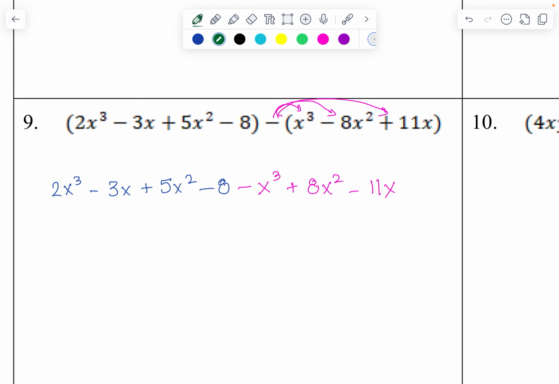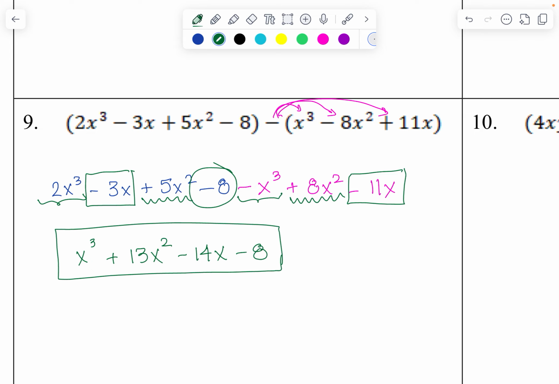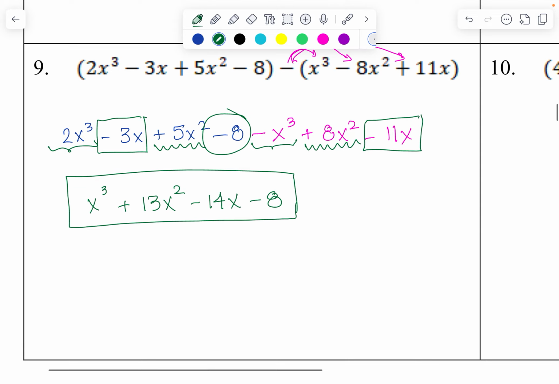Here we go. Positive 2x cubed minus 1x cubed. That is x cubed. Let's check out our x squares. We've got a positive 5x squared plus 8x squared. No other x squares. That's a positive 13x squared. Let's check out our x's. We've got a minus 3x minus 11x. Notice how I'm going in descending order. This is a negative 14x. And then look for your constant. There it is, minus 8, and that is all. Again, quartic. 4 terms. Leading coefficient is 1. Your degree is 3.